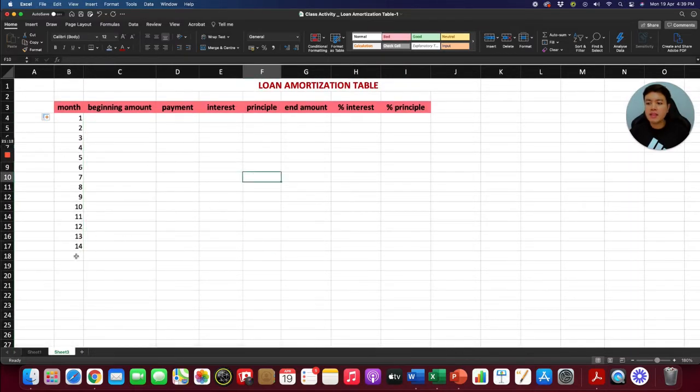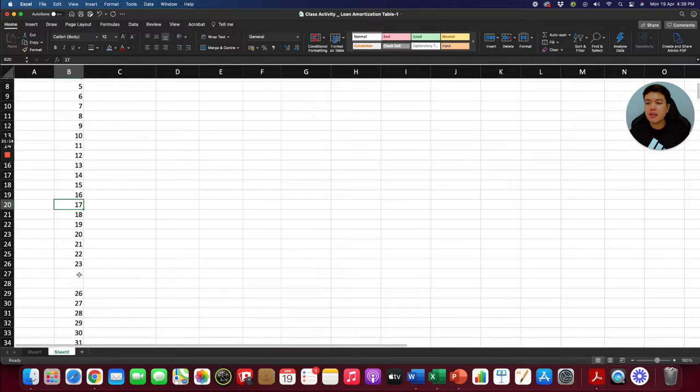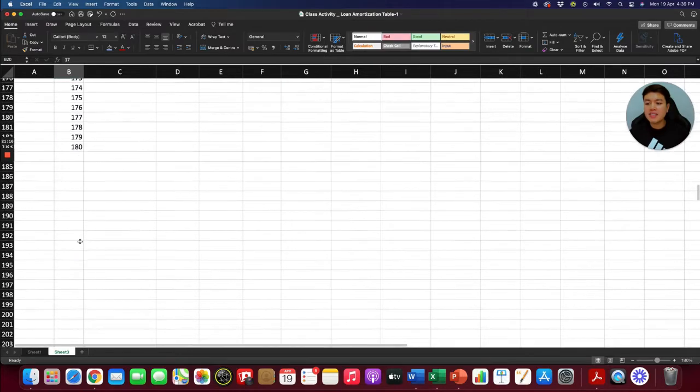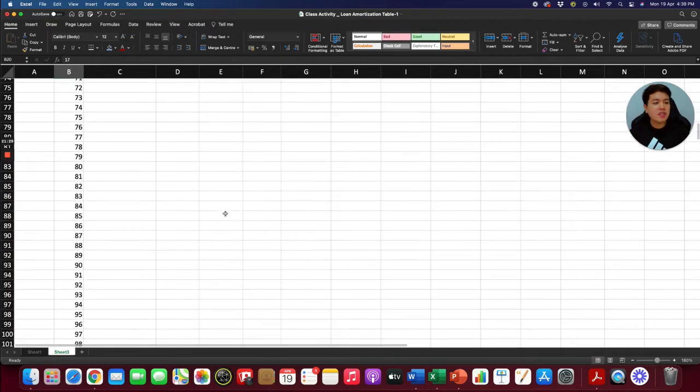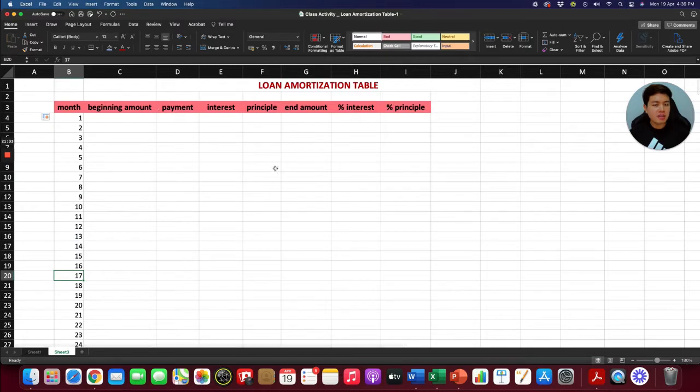1 until 180 here. It's very long. Imagine if it is for 35 years, it will be very, very long, 420. And I'll show you later. You will be surprised actually. Because even though it's very long, in order for you to prepare this table, sometimes it takes you less than 5 minutes actually. That's the beauty of Excel. Because by using technology, we cut time and effort, so it is more efficient actually.